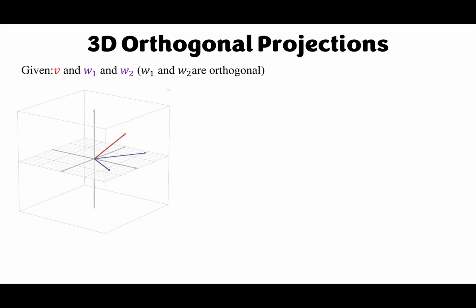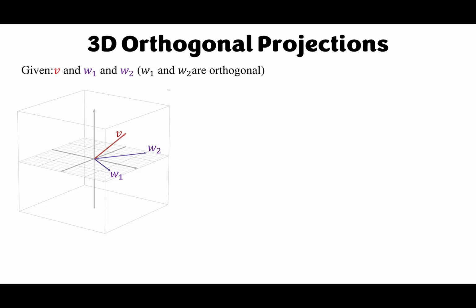All right, we're going to look at how to find a 3D orthogonal projection. So this time we're going to be given three vectors, a vector v, a vector w1, and a vector w2. And here we're going to have w1 and w2 be orthogonal. That'll be a requirement for this projection. All right. So here's a picture of w1, w2, and the vector v.